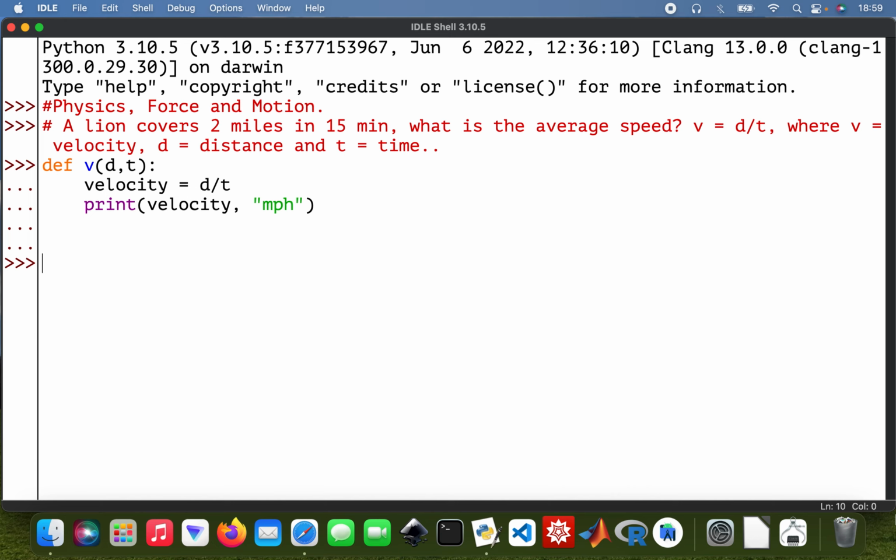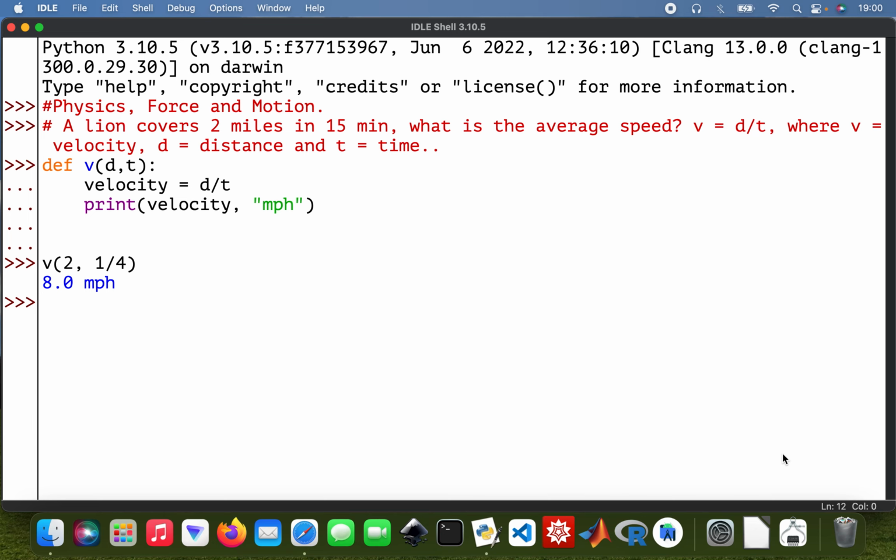Okay, cool. So working that out, v, and then the distance of 2 miles, and the 15 minutes is a quarter of an hour, so you need to convert that into hour format, so 1/4. So yeah, we get 8 miles per hour.